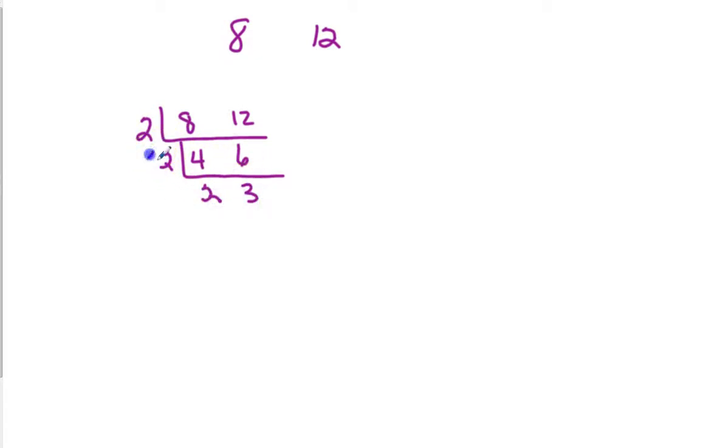And again, I multiply all the way around. It still makes the L if I box that in. 2 times 2 is 4, times 2 is 8, times 3 is 24. So the least common multiple of 8 and 12 is 24.